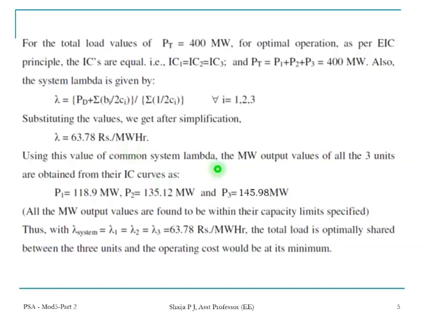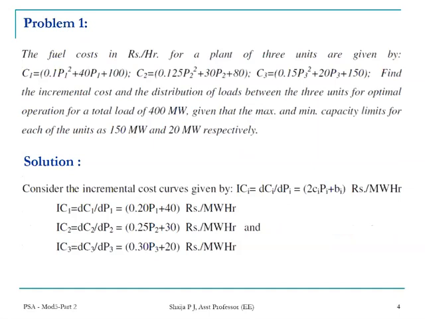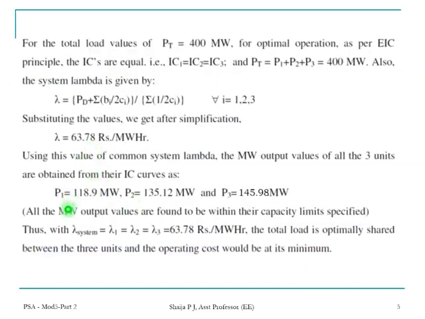Using this value of the common system lambda, the megawatt output values of all the three units are obtained from their IC curves as P1 is equal to lambda. You know lambda is nothing but IC. So 0.2 P1 plus 40 is equal to lambda. Similarly, 0.25 P2 plus 30 is lambda, like that. Solving those equations, you can find P1, P2 and P3. Now we have the first values of P1, P2, P3.